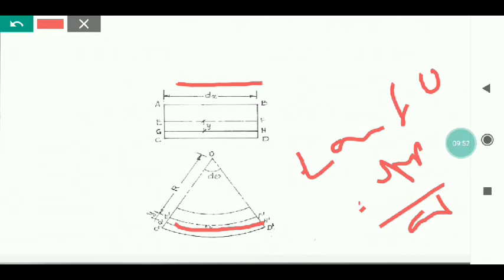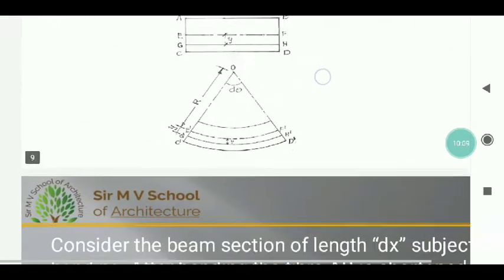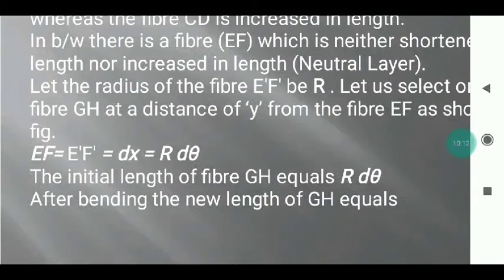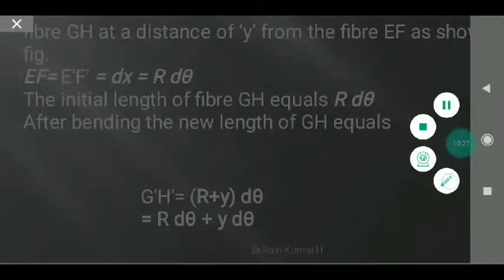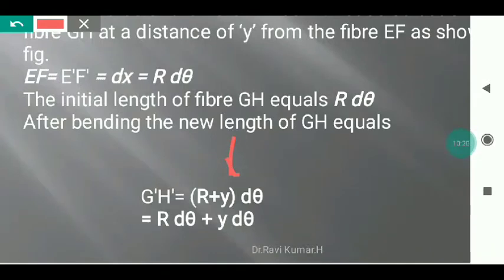So hence, when we ignore the small deformation, we get EF equal to E dash F dash equal to dx equal to R del theta here. So hence the initial length of GH is equal to R del theta. After bending, the new length GH equals G dash H dash, that is equivalent to R plus Y, where Y is the distance from the neutral axis to GH, into del theta. So hence we get the equation: the new length is (R plus Y) del theta.